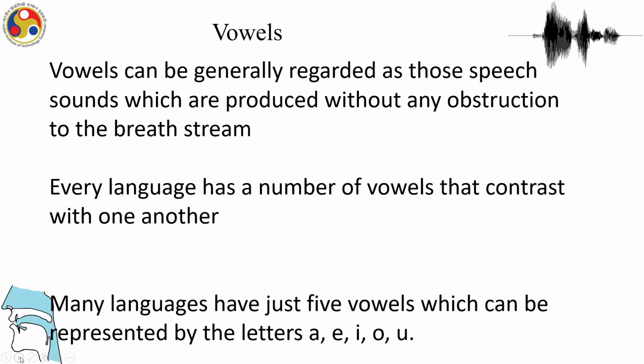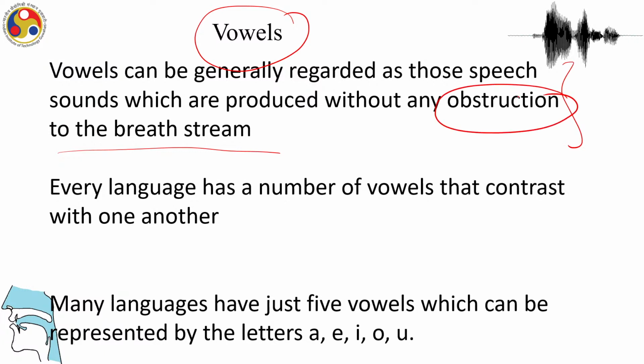So then we have vowels, which we know do not need any kind of obstruction, which is marked by free airflow. So that is the fundamental difference between vowels and consonants. One has free airflow, the other does not.